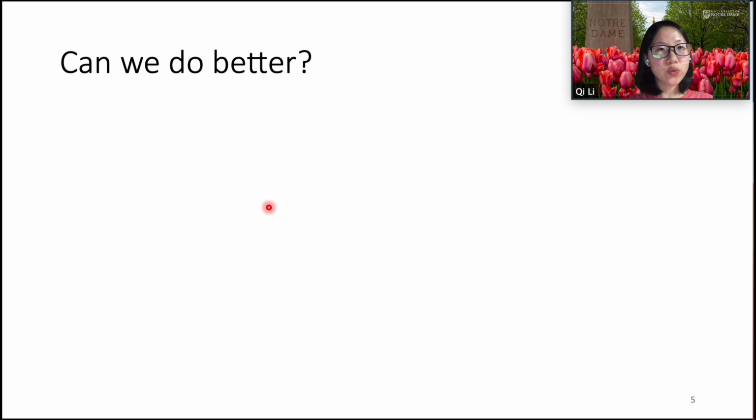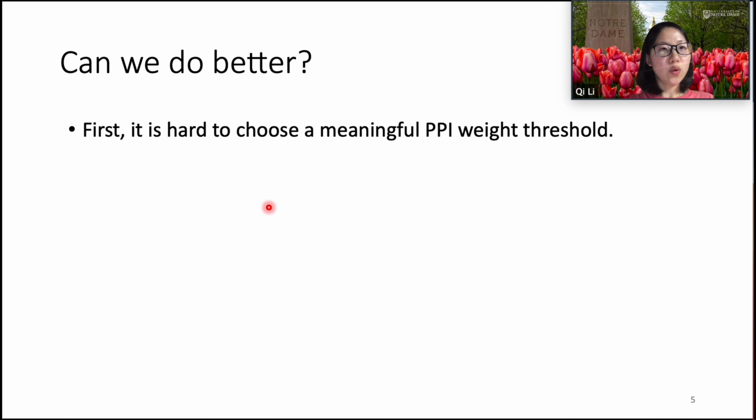Our work, which was the best we can do at that time, has advanced the study of human aging. However, there is room to improve even further. First, recall that we need to apply weight threshold when we extract an age-specific subnetwork for a given age. However, it is hard to choose a meaningful PPI weight threshold because there is no clear guideline about which threshold is meaningful. So, one needs to empirically evaluate subnetworks constructed at multiple thresholds, which is computationally expensive.